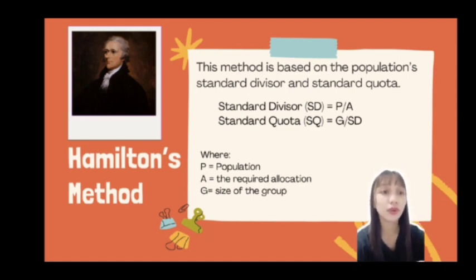The standard quota is a whole number or the whole number part of the quotient of the population divided by the standard divisor. Lower quota is the standard quota rounded down to a whole number. Upper quota is the standard quota rounded up to the next whole number.